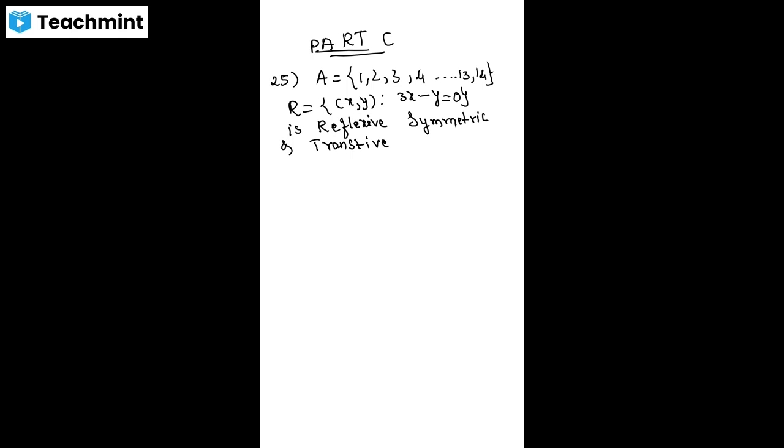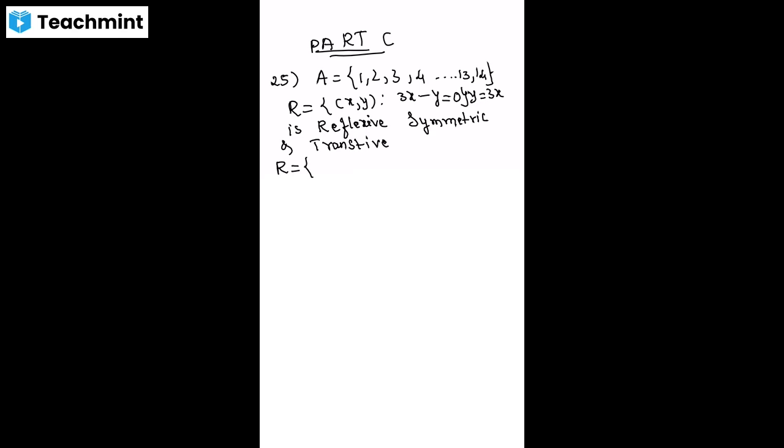So here for this problem, it is better to write in the roster form. It will become very easy for you to identify whether the given relation is reflexive, symmetric, or transitive. So let me write that in roster form only. R is equal to... what they have given is y equal to 3x.